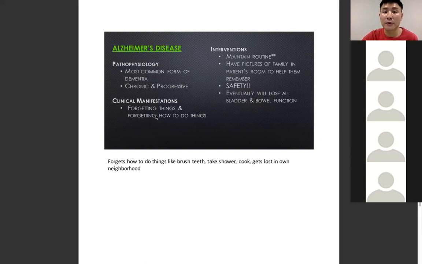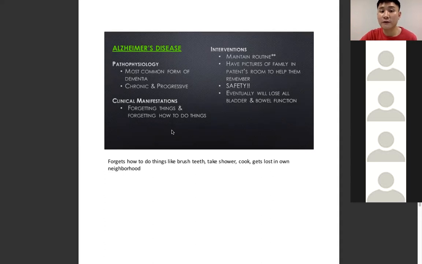The pathophysiology behind Alzheimer's is this is the most common form of dementia. It is chronic and progressive. The exact source of Alzheimer's is still unknown. Clinical manifestation of Alzheimer's disease is they forget things, obviously. They forget how to do things.